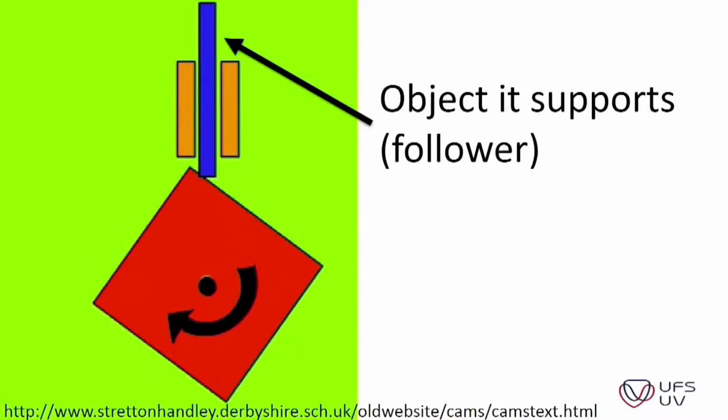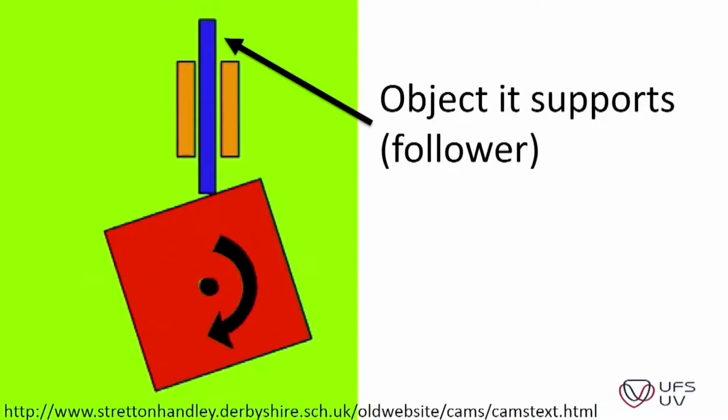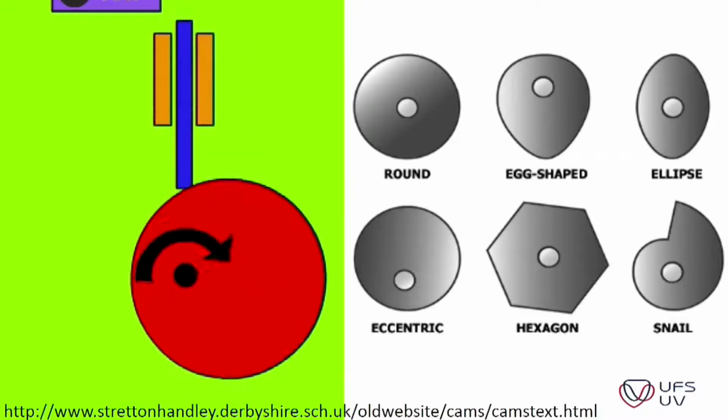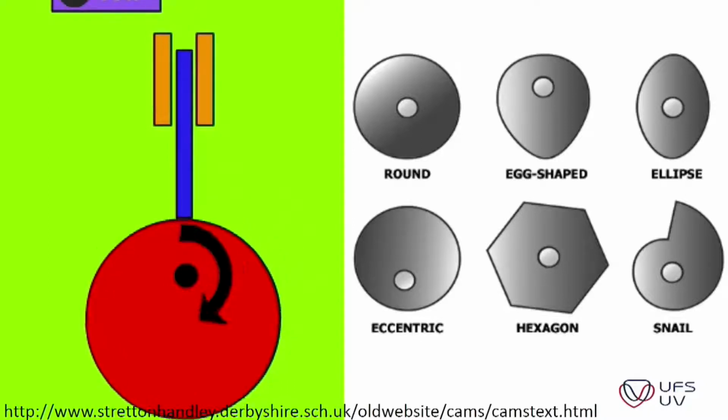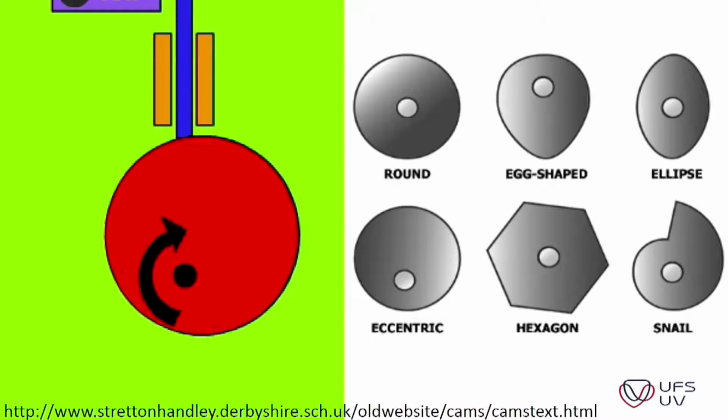As the cam rotates, the object it supports rises up and down. In this example, you can see how the blue object, or follower, rises and falls as the red cam turns round and round. The follower's pattern of movement depends on the profile, or outside edge, of the cam that it follows.